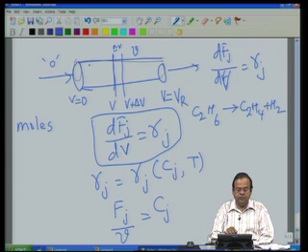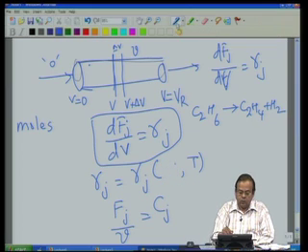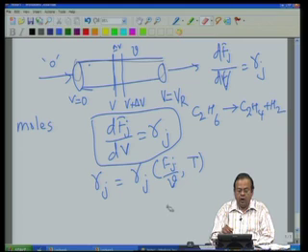So, we have dFj/dV equal to Rj, which, if we plug in for Cj, we have Fj by V, the volumetric flow rate. So, in such a case we now have the mass balance equations which are consistent.